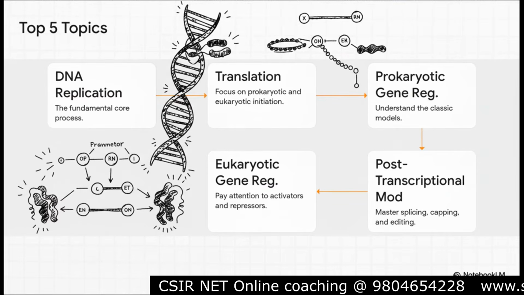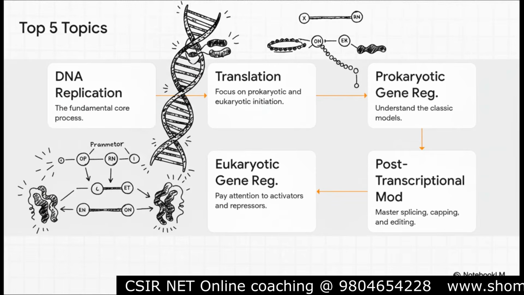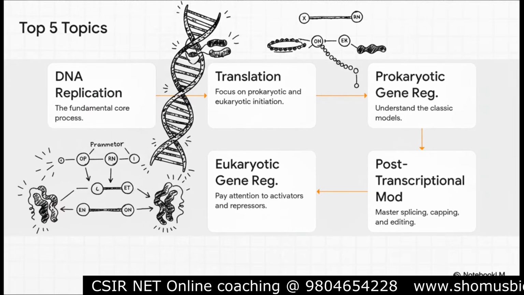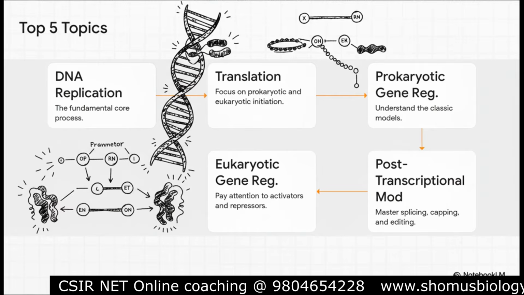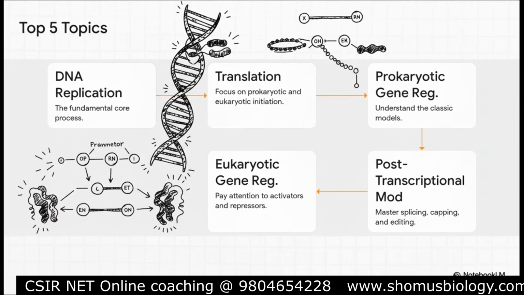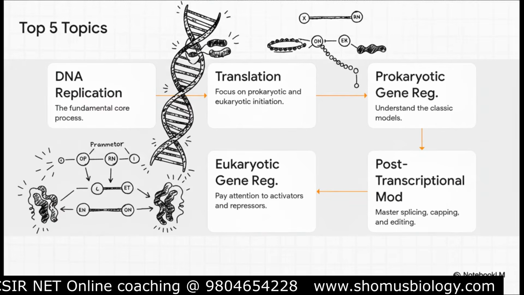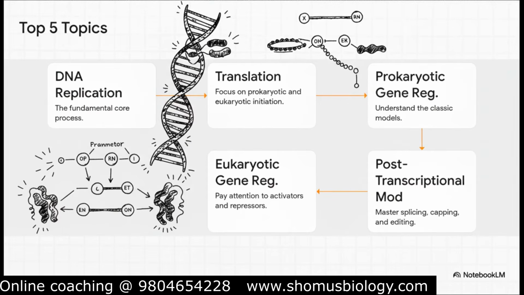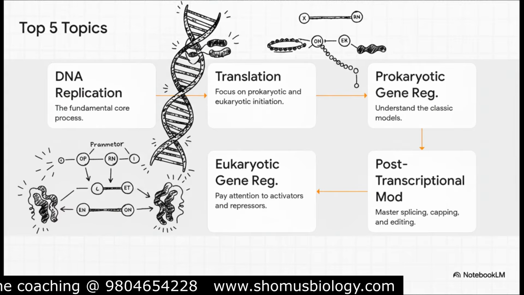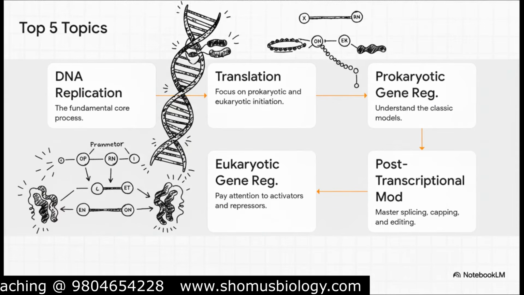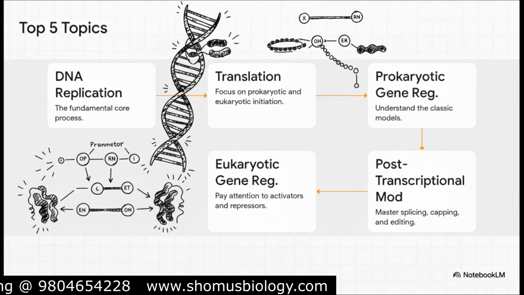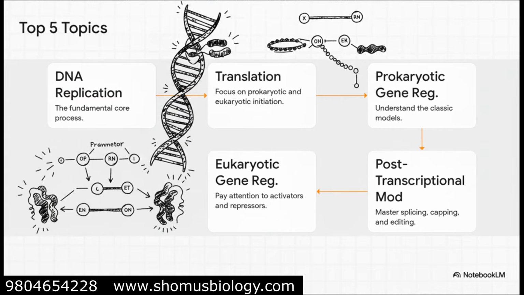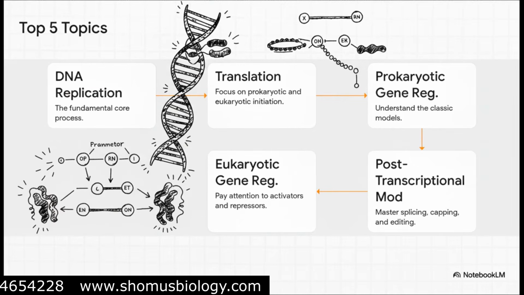Number 1, DNA replication. Number 2, translation, and make sure you cover both prokaryotes and eukaryotes, with a special eye on those initiation events. 3, prokaryotic gene regulation. 4, post-transcriptional modification. That's your splicing, capping, the whole shebang. And number 5, eukaryotic gene regulation, focusing on transcription initiation and the roles of activators and repressors. These 5 are your heavy hitters.